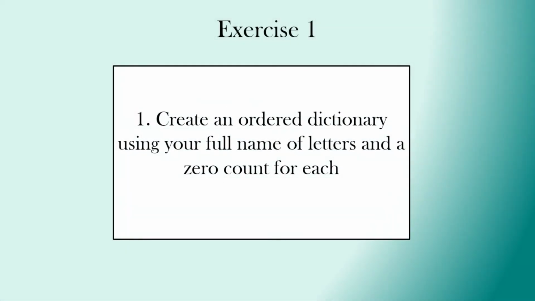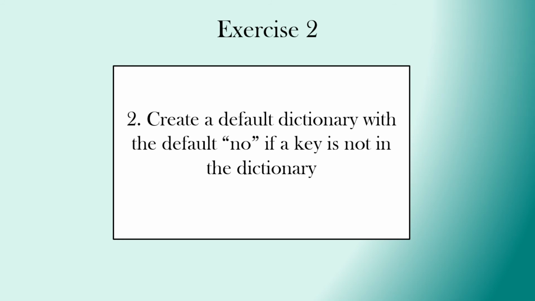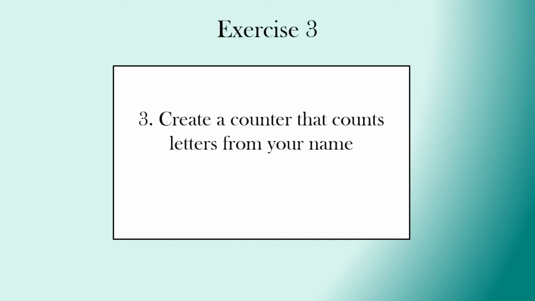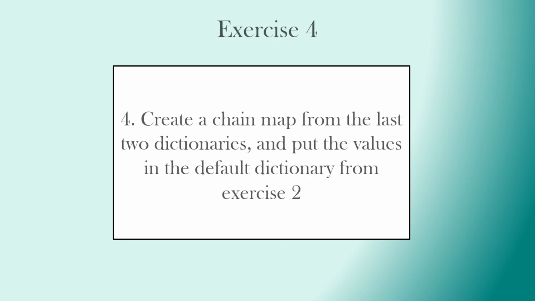Exercise 1. Create an ordered dictionary using your full name of letters and a 0 count for each letter. Now exercise 2. Create a default dictionary with the default no if the key is not in the dictionary. Exercise 3. Create a counter that counts the letters from your name. Exercise 4. Create a chain map from the 2 dictionaries in exercise 3 and put the values in a default dictionary from exercise 2.